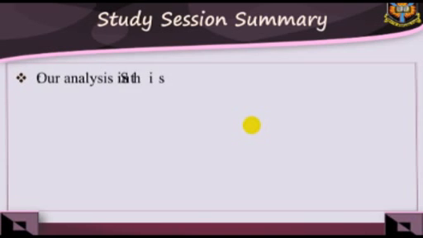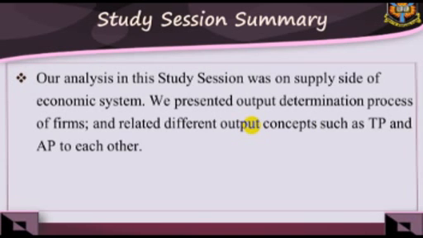Summary: our analysis in this study session was on the supply side of the economic system. We presented the output determination process of firms and related different output concepts such as total product and average product to each other. This is the end of study session 6. Thanks for listening.